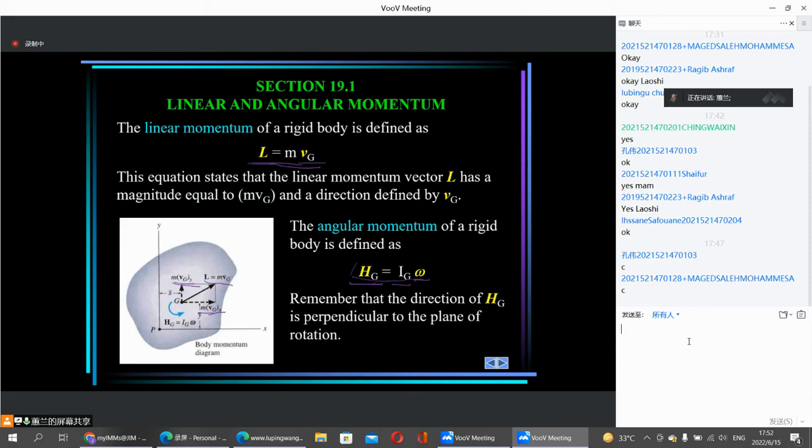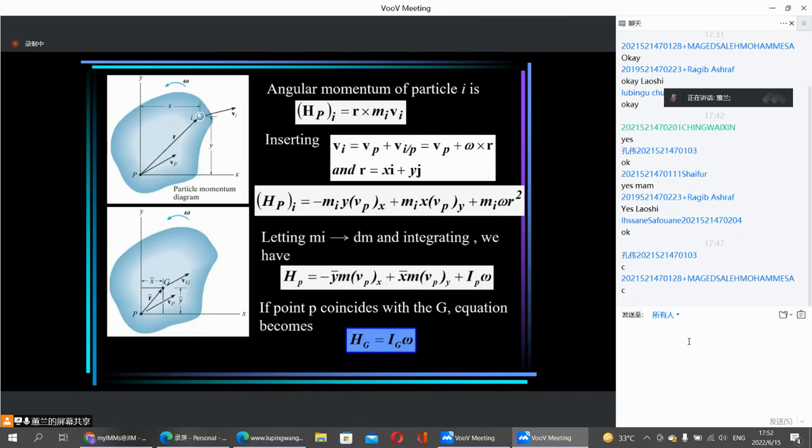Here we have the body momentum diagram. So m vG is the linear momentum, and IG omega is the angular momentum. You can just memorize this, and if you are interested in the derivation process, you can study it by yourself.